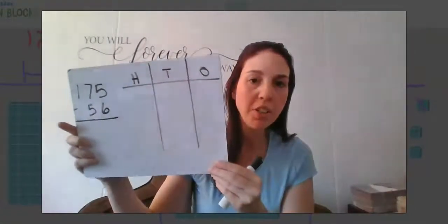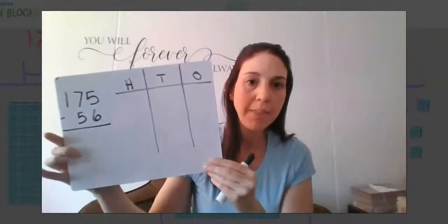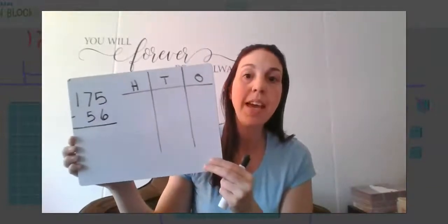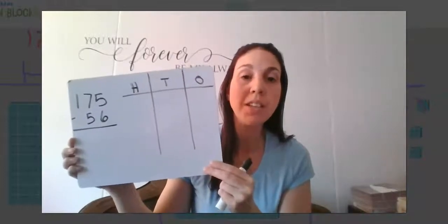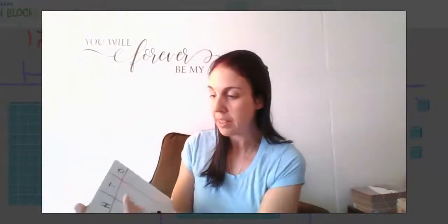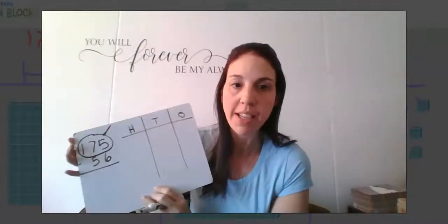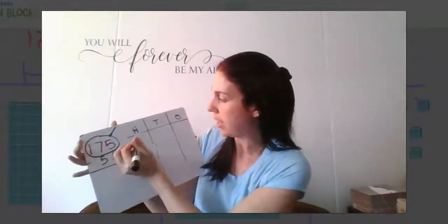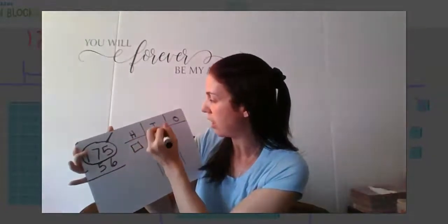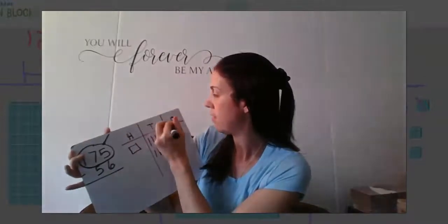175 minus 56. Now, the first thing we're going to do is put a magnifying glass around 175. This is because with subtraction, we focus on the top number. That's the number that we draw and that we start out with. So we're going to draw a magnifying glass here just to say this is where we're focusing, okay? Now I'm going to draw 100, 10, 20, 30, 40, 50, 60, 70, 5.